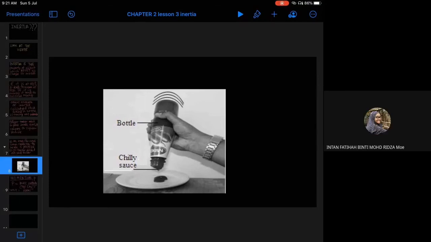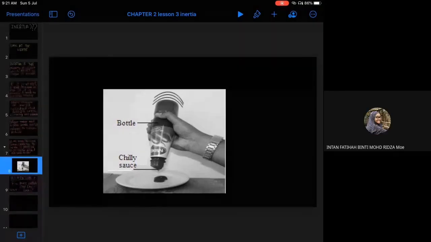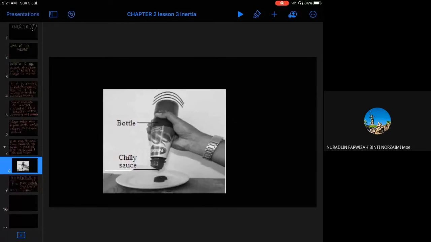What can we do to tackle the situation? What we can only do is to reduce the effect of the inertia. Right? How? That's why we have safety features in the car. Most of them are to reduce the inertia effect.